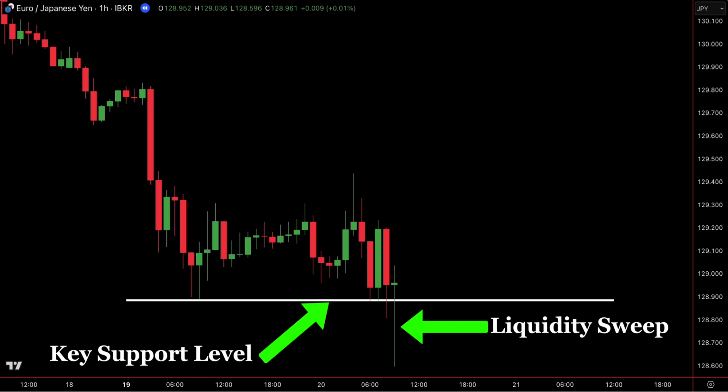Also, pay attention during consolidation. That's when big players accumulate positions. They use wicks to fake breakouts and mislead traders. Once their positions are filled, they'll move the market in the real direction, leaving behind a trail of false signals.